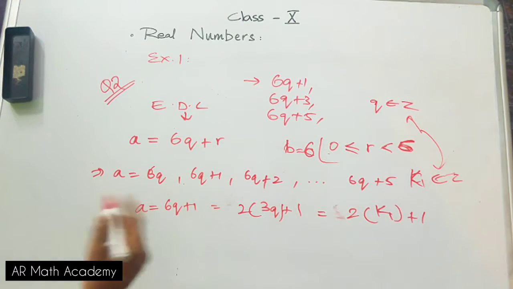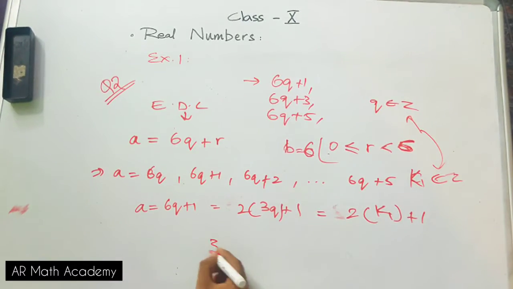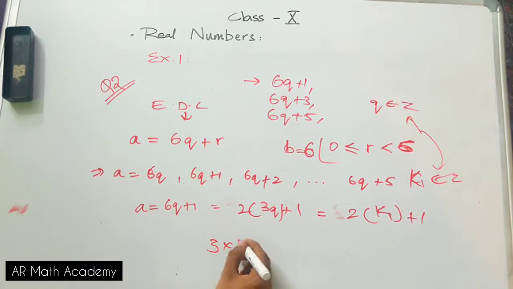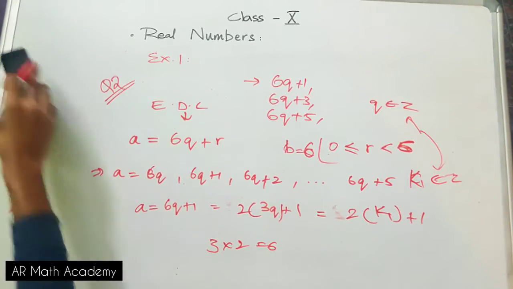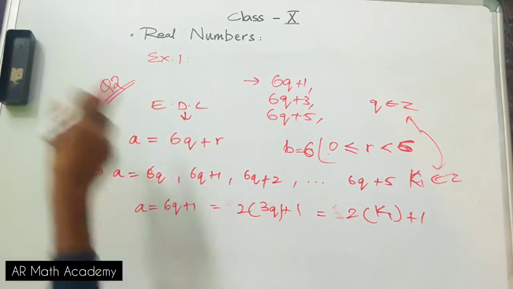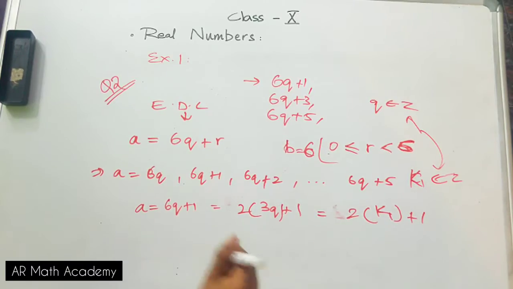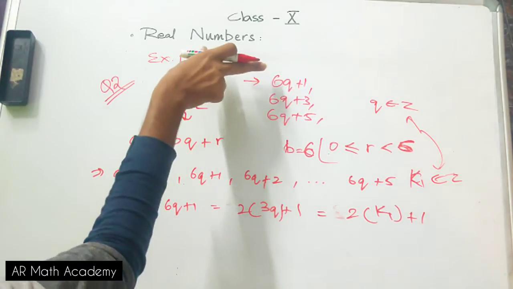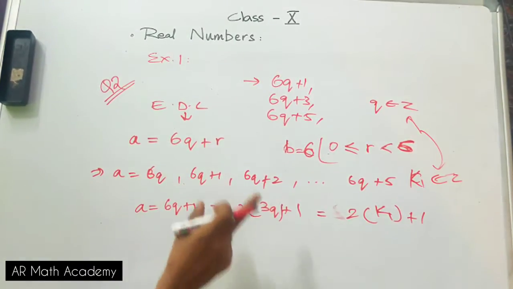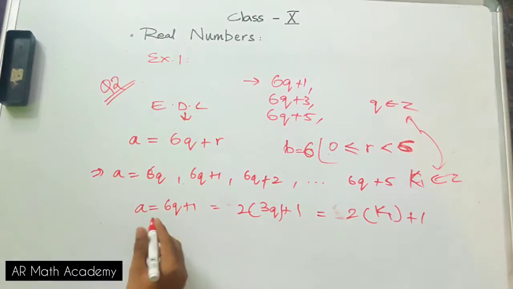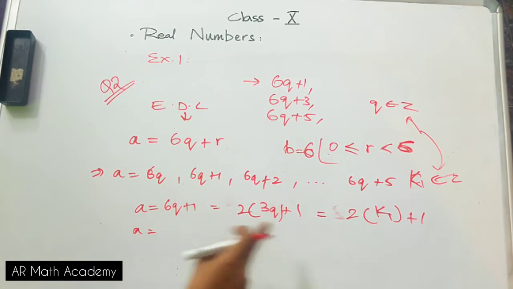Suppose q is 3. 3 is an integer, and 3 times 2 is 6, which is also an integer. That is why I am taking 3q as k1, where k1 is an integer. Similarly, they asked us to find if it is odd for 6q plus 1, 6q plus 3, and 6q plus 5. So a equals 6q plus 1 I have proved.